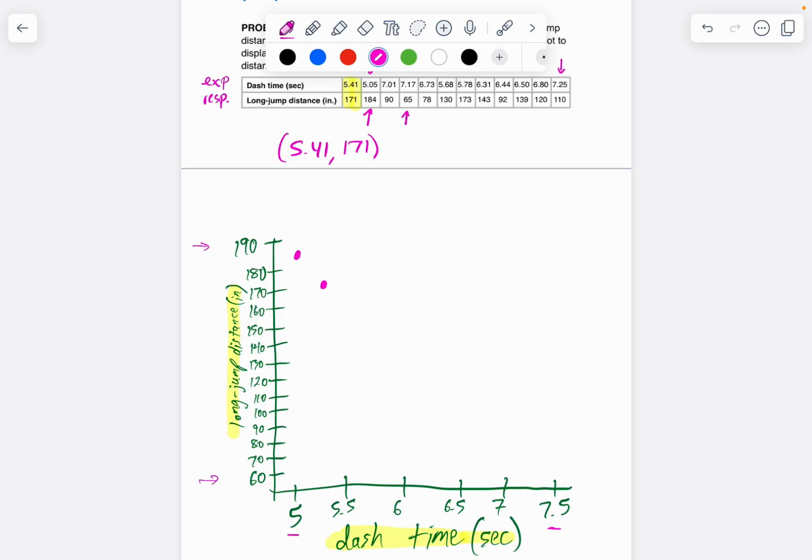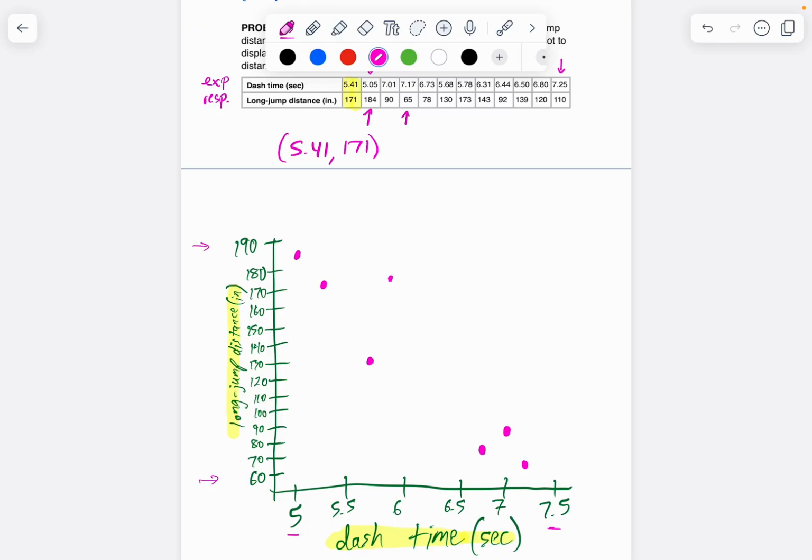The second point is 5.05, 184. Then 7.01, 90. Then 7.17, 65, about there or so. 6.73 and 78, seems to be about here. 5.68 and 130, maybe about here. 5.78, 173, maybe up here or so.